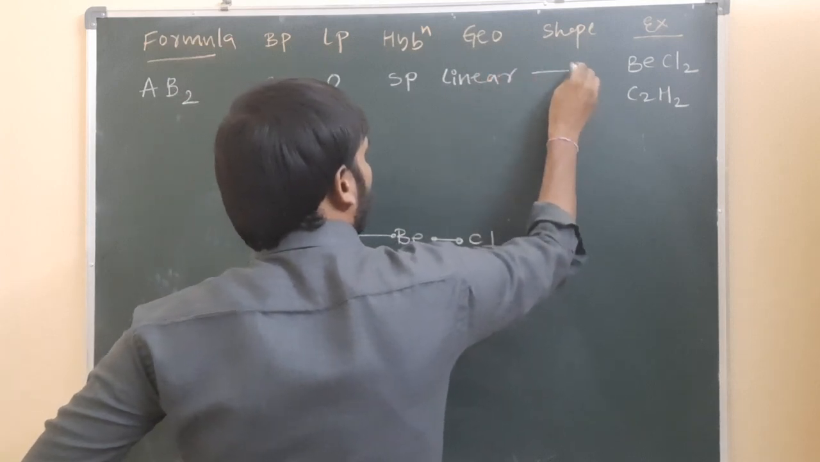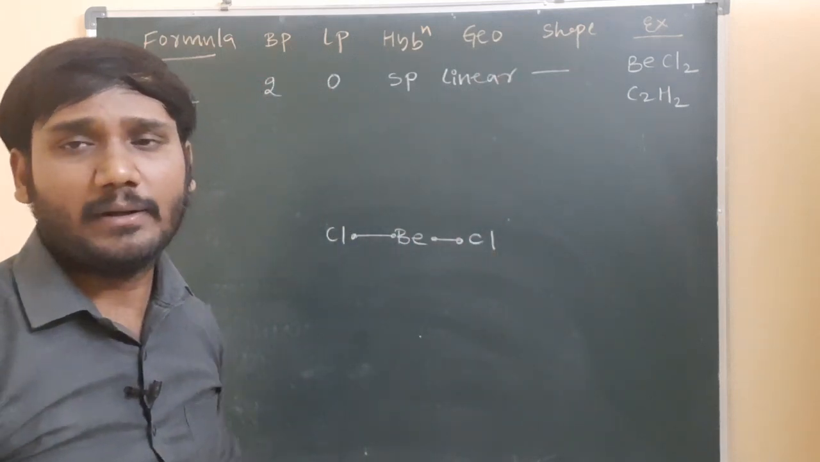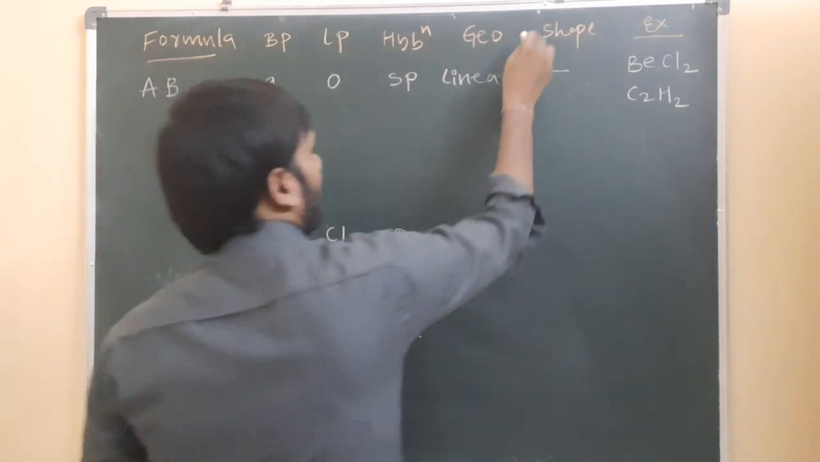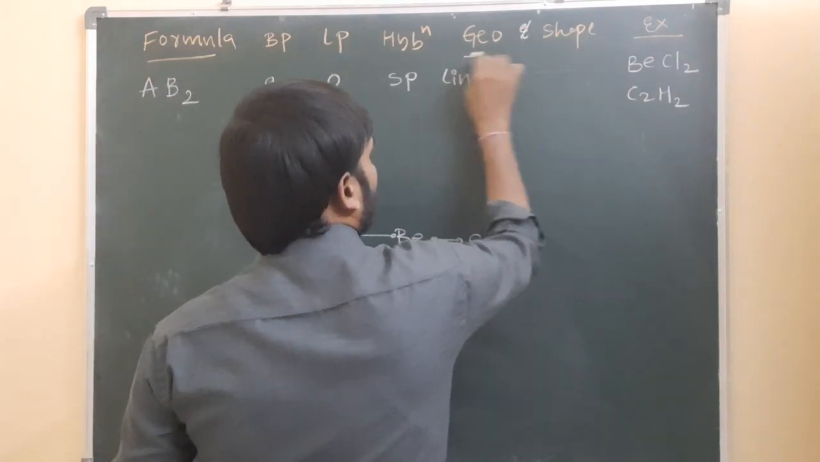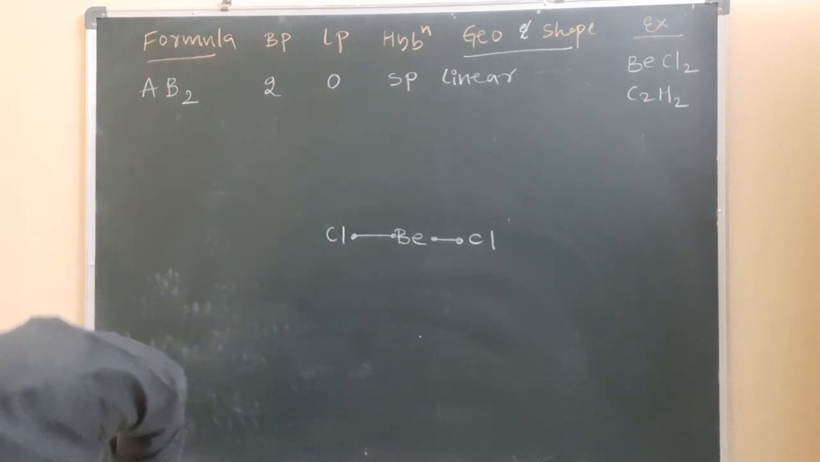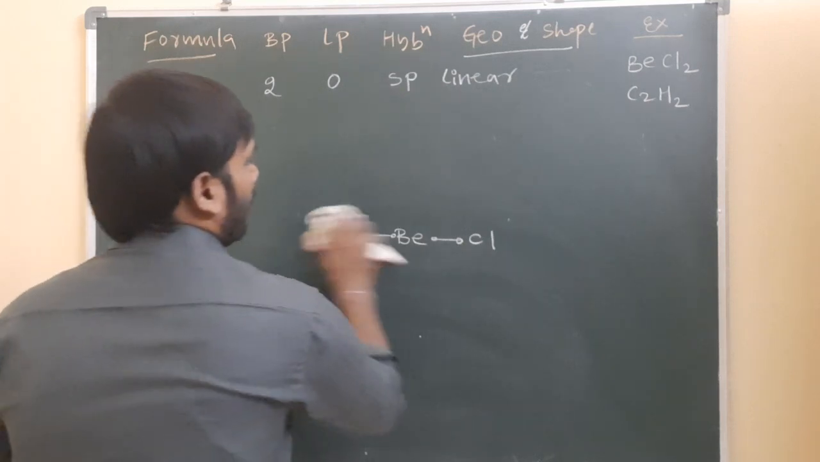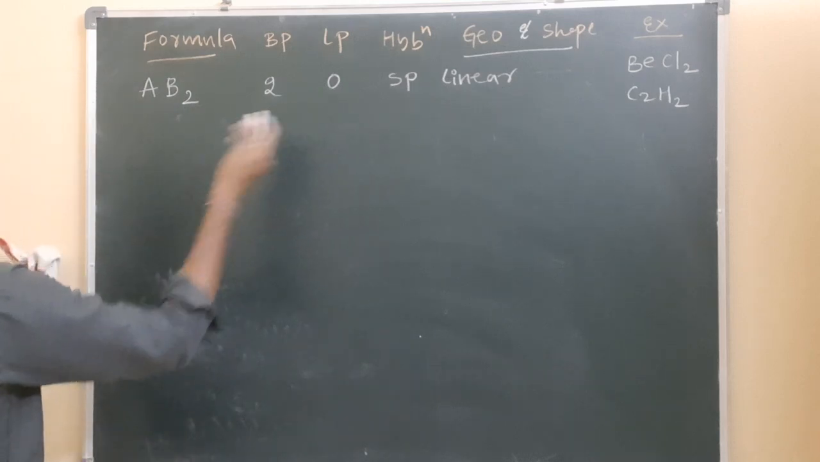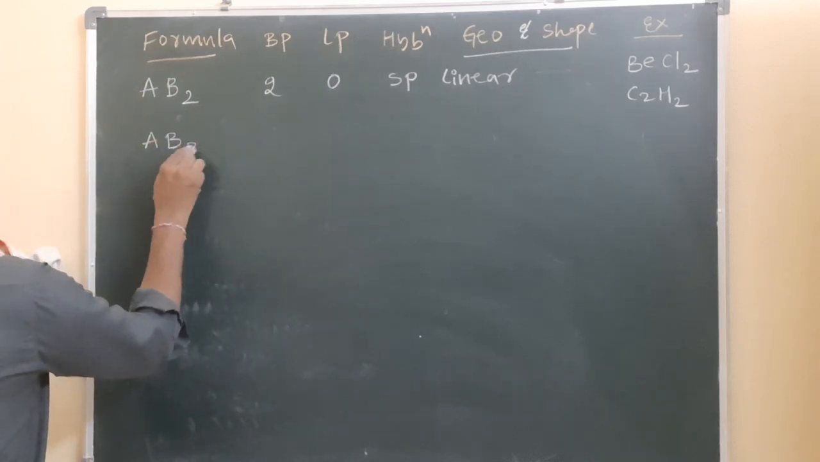At the same time, the shape is also linear. Geometry and shape are both linear, so they are equal, because we are discussing 0 lone pairs. So, next example, beryllium chloride is completed. AB2 is completed. Next one is AB3.